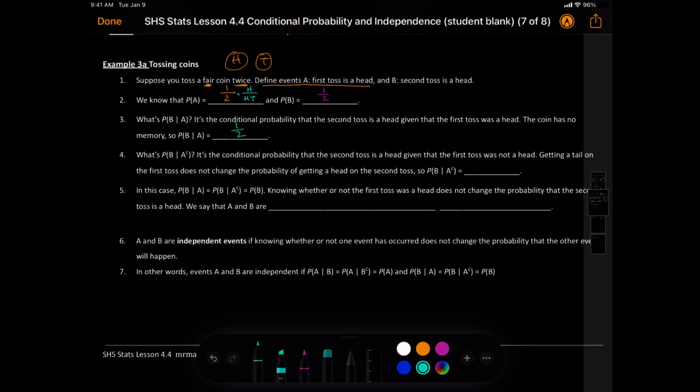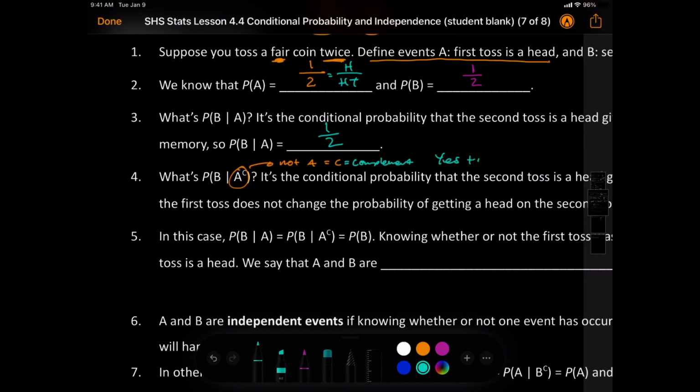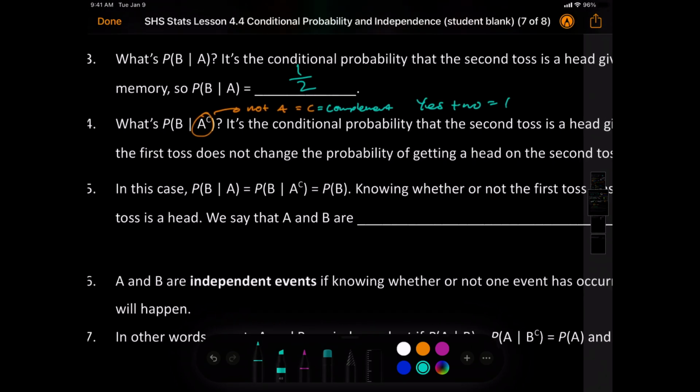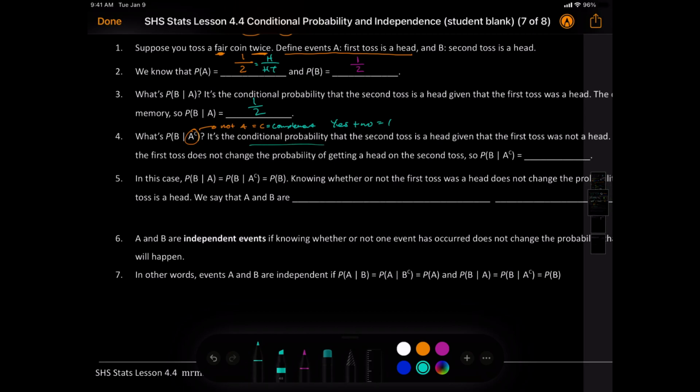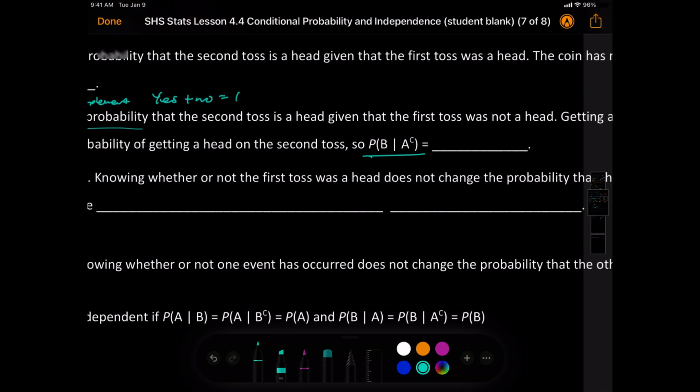So what's number 4? What's the probability of event B, meaning on your second toss it is a head, given, remember this one, not A. Let's write that. This means not A. Remember, this means the complement. I always like to think of it as yes plus no equals 1. So it's the conditional probability that the second toss is a head, given that the first toss was not a head, which means it was a tails. Getting a tail on the first toss does not change the probability of getting a head on the second toss. So the probability of event B, getting a head on the second toss, given that not A occurred, so you didn't get a head on the first one, you got a tails, is still, what do you think it is? 1/2. It hasn't changed.